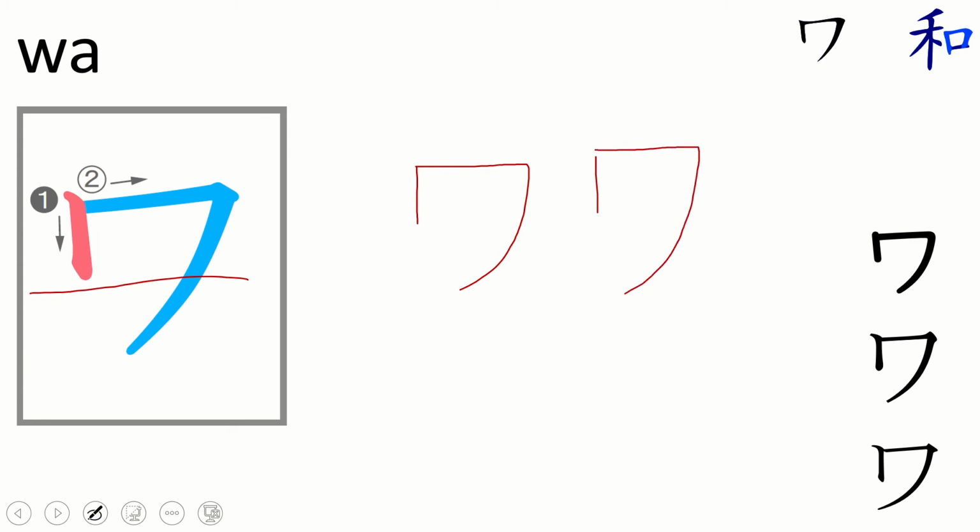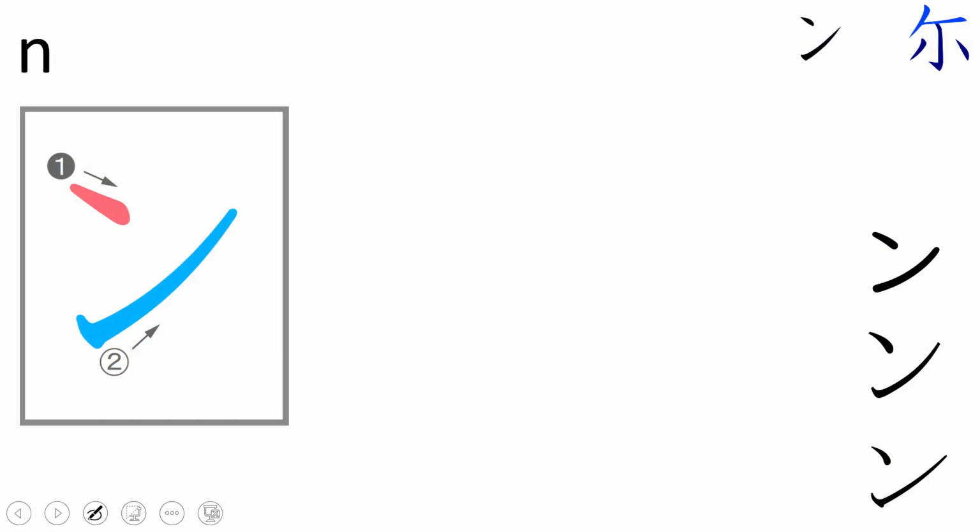次は、わ。So we have 1、2, a vertical line for about half the character, and then essentially katakana no is what we're writing here. 1、2. So just like u, except without the top dot. それがわ。wa.